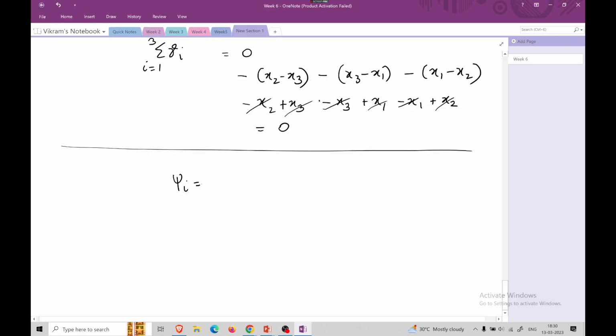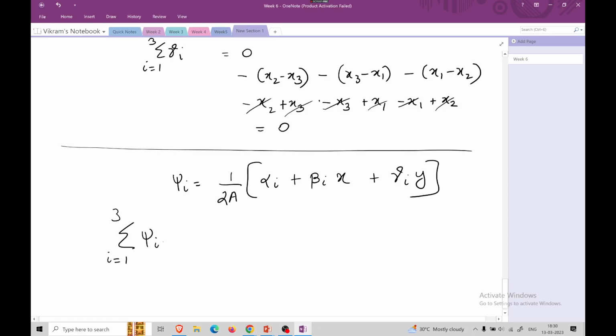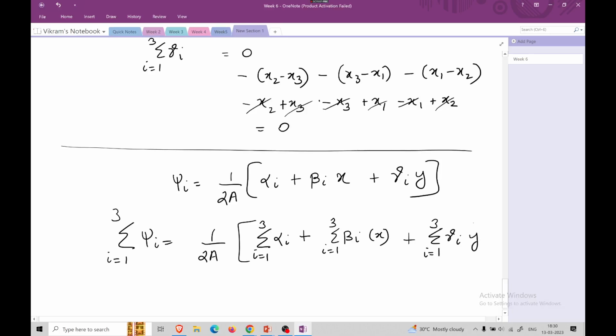So my psi I is nothing but 1 by 2a into alpha I plus beta I x plus gamma I y. If I simply sum psi I, I am going to get 1 by 2a into this summed up, and similarly x will be common, and similarly here y will be common. Okay, can you tell the answer now?